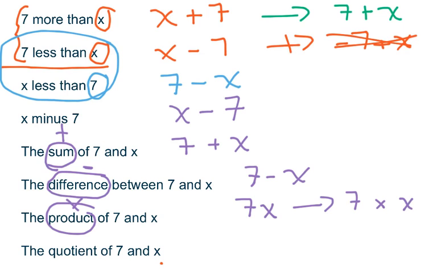Now you know why we don't want to write it with a times sign. Doesn't that look funny? This is just 7 and times x. The quotient means divide, so that is 7 divided by x. So practice around with these, and it's pretty simple. Just be careful with these first two.